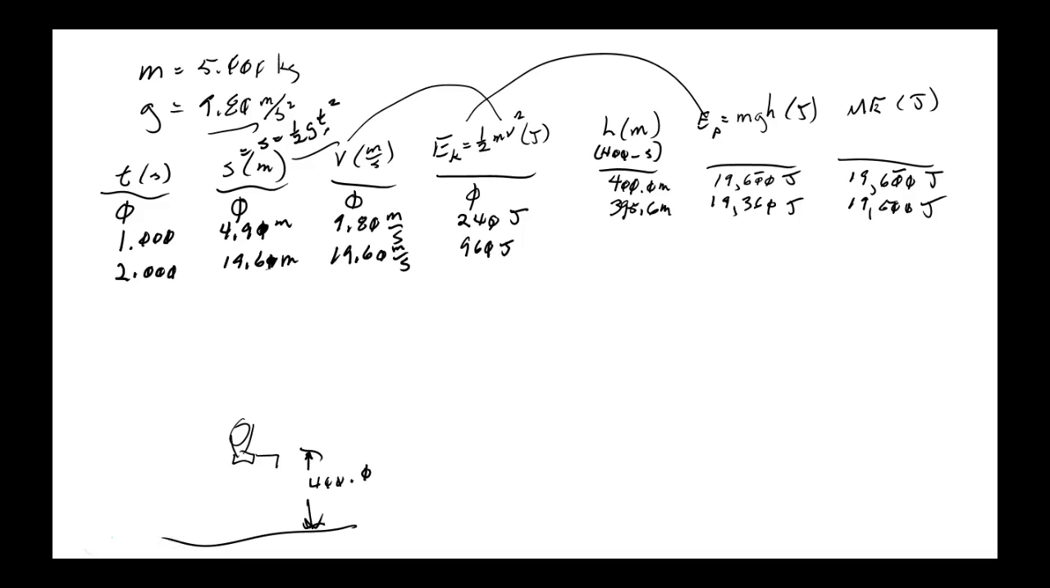Okay, how did you get your height? It's your initial height, which is 400, minus how far it fell. So at 2 seconds, it's fallen 19.6. So subtract that from 400. 400 minus 19.6 is 380.4 meters. Now with that, you calculate your potential energy. Mass, which is 5, times g, which is 9.8, times this new height, 380.4.